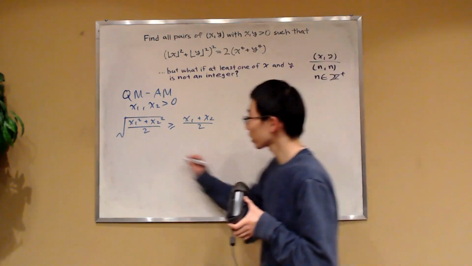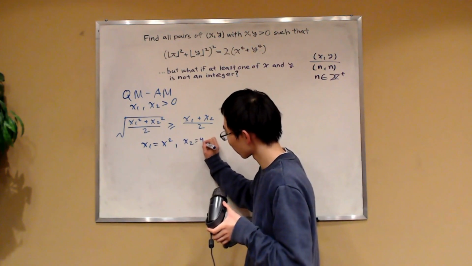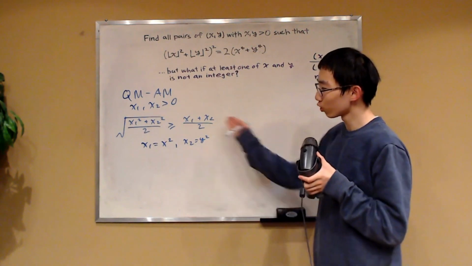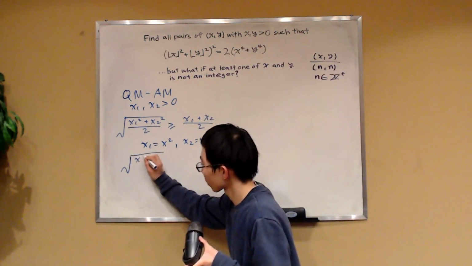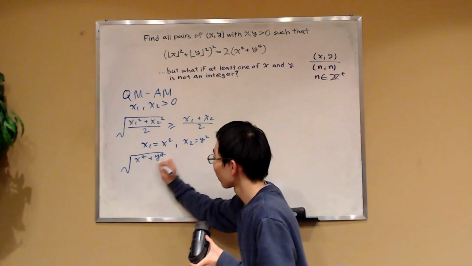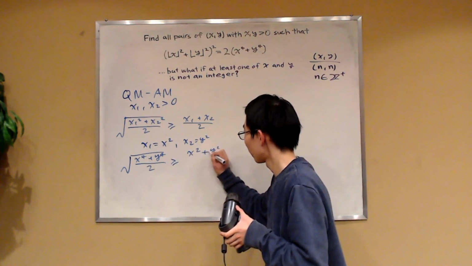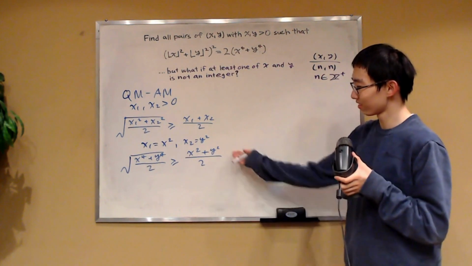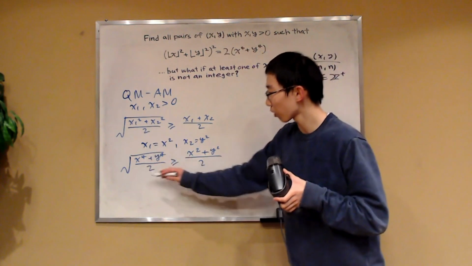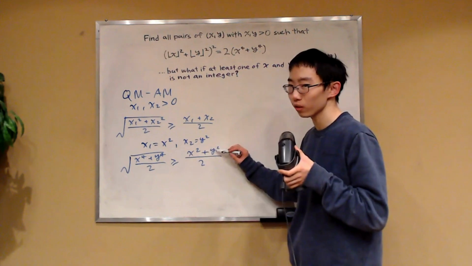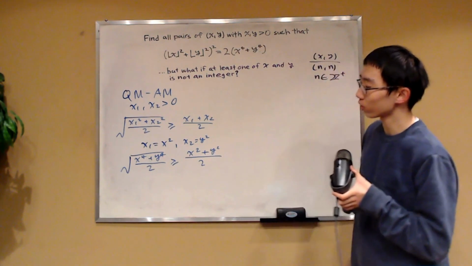Now, if we were to take x1 to be x squared and x2 to be y squared, then notice that the QMAM inequality will give us that the square root of (x to the 4 plus y to the 4) over 2 is greater or equal to (x squared plus y squared) divided by 2, right? Now, notice that we have our desired expressions. We have x to the 4 and y to the 4, and we have x squared and y squared. We're able to get a desired relationship between the two variables. All we have to do is do some isolation.